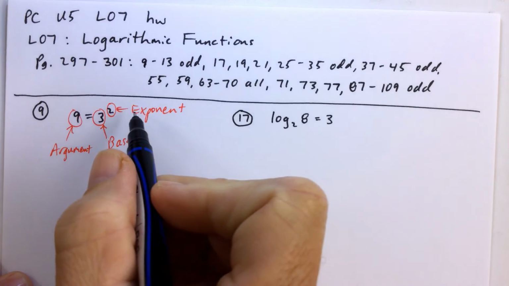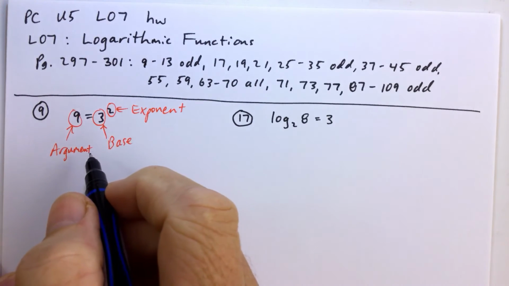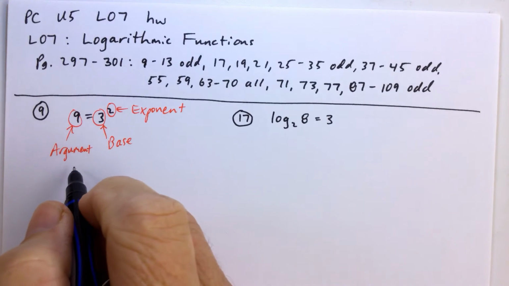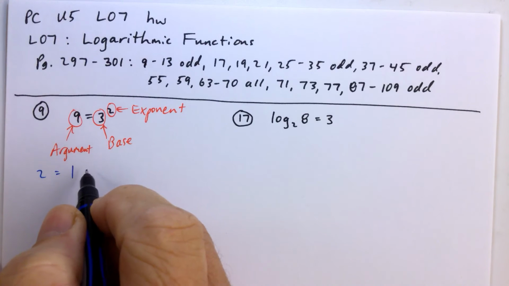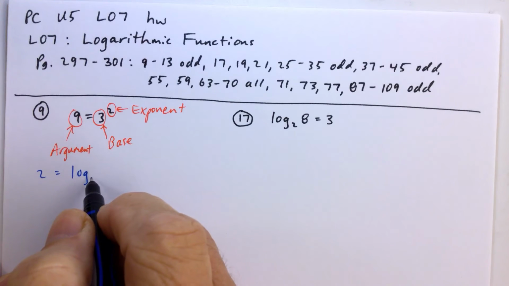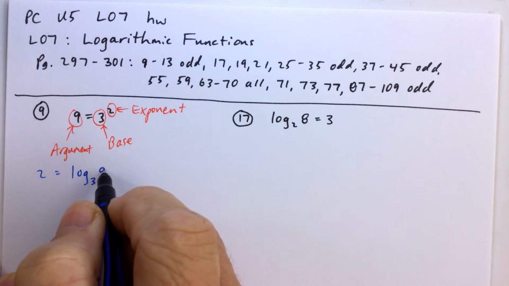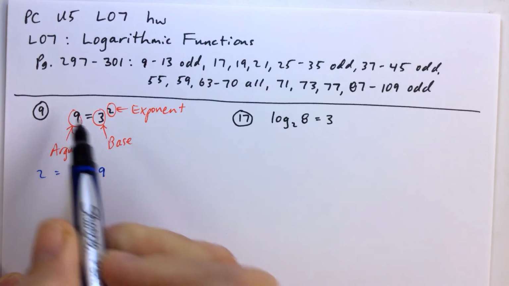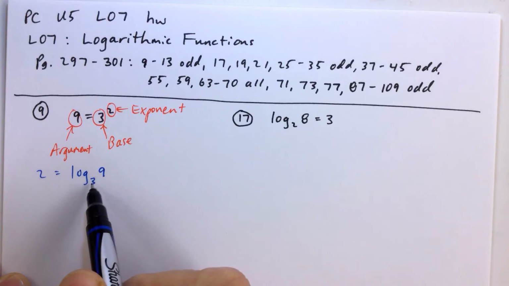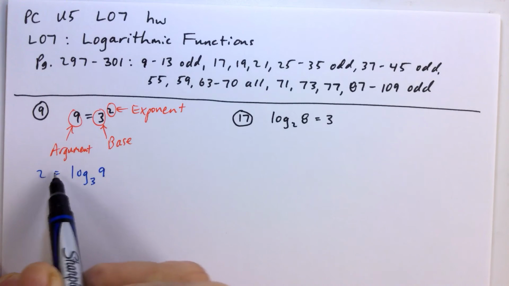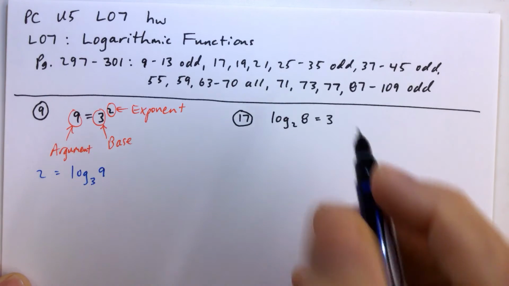And a log is an exponent, so the bottom line is if the base is 3, the 2 is the exponent, so 2 is the log. The base is 3, and the argument is 9. So basically, 9 equals 3 squared is the same thing as writing log base 3 of 9 is equal to 2, or 2 equals the log base 3 of 9.